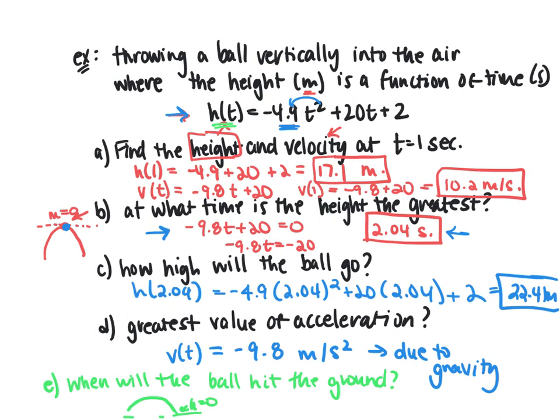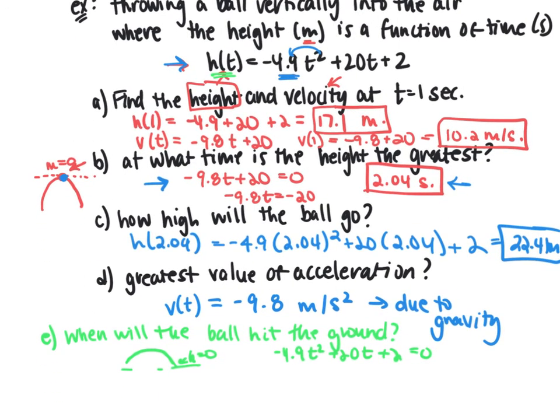So what you need to do is take that height function, negative 4.9t squared plus 20t plus 2, and set it equal to 0. And for this particular problem, you're actually going to have to use the quadratic formula. I'm not going to do it, but I will tell you what the answer is. It is 4.2 seconds. You get a positive and a negative 1. And obviously you have to throw the negative 1 away because you can't have negative time. So 4.2 seconds is when that ball hits the ground right there.